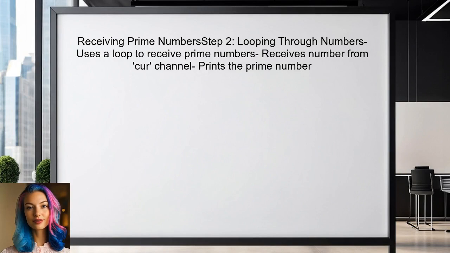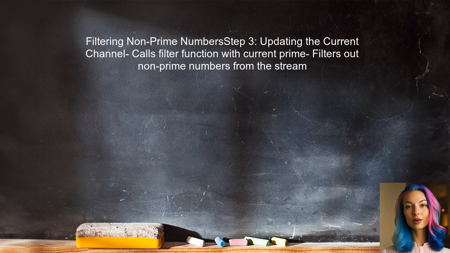For each iteration, it receives a number from the current channel and prints it out. After printing the prime number, the user should see that the current channel, referred to as cur, is updated by calling the filter function. This function filters out non-prime numbers from the stream.